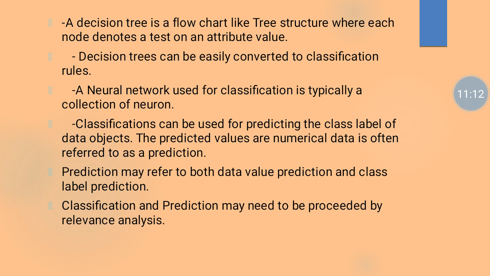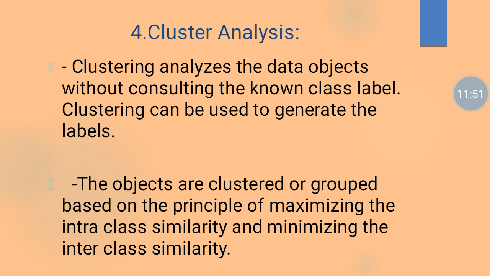Classification can also be used for predicting the class label of data objects. The predicted values of numerical data are often referred to as a prediction. So the prediction value can be represented by using numerical data. Prediction may refer to both data value prediction and class label prediction, and these two, classification and prediction methodology, are preceded by relevance analysis. These are the ways it was presented.